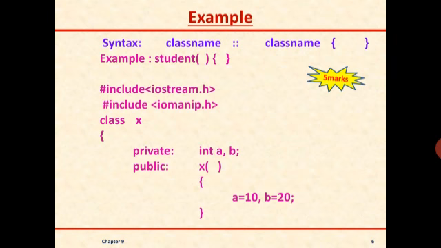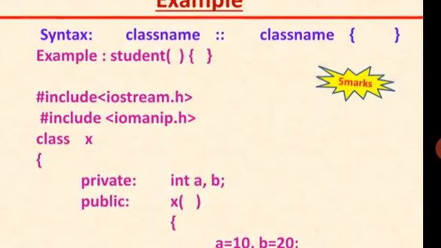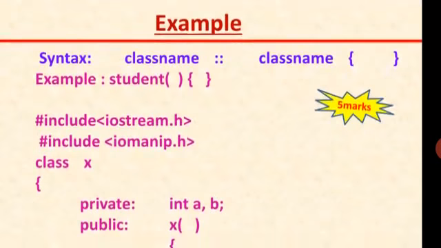To show you that, let us consider one example. This is the programming example, important for 5 marks. You must remember these things. The syntax is class name, then the scope resolution operator, then the class name, we are going to write the same. Let me show how it will work here.